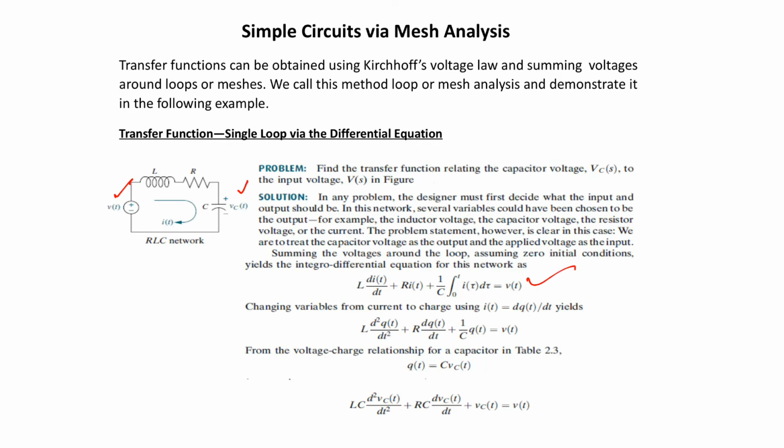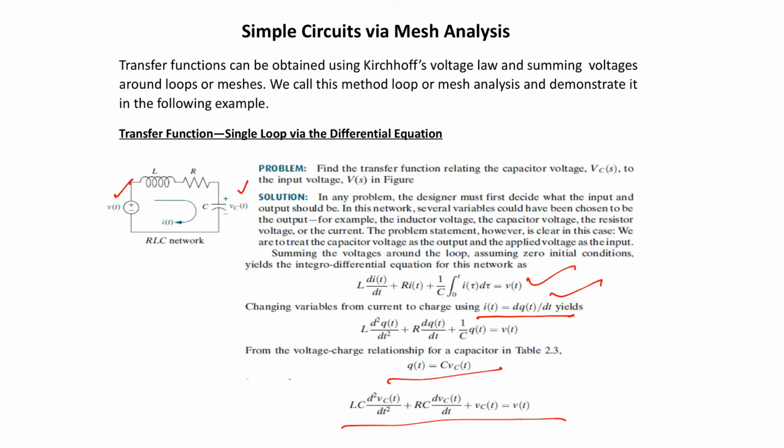Now first of all we use the KVL in this case, as you have already read in your previous year about KVL and KCL. So the KVL equation is this, changing variables from current to the charge. The current can be represented like that. Now from the previous table, the voltage charge relationship for a capacitor is given by this. Finally we are getting this equation.